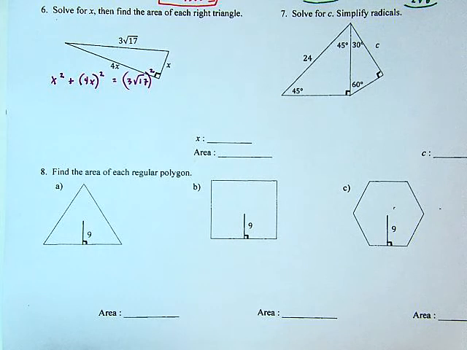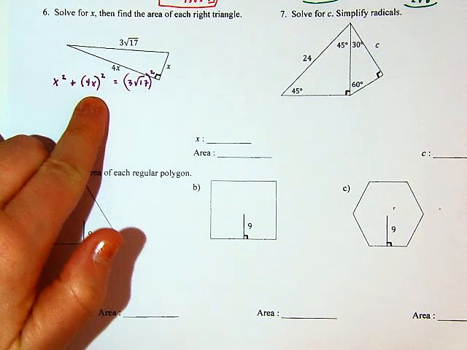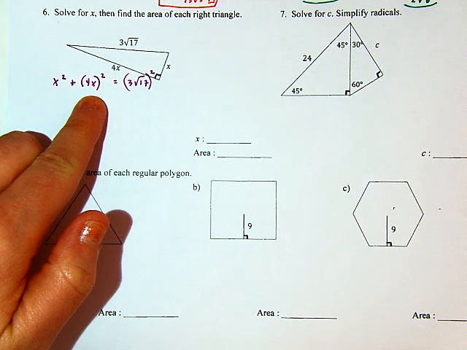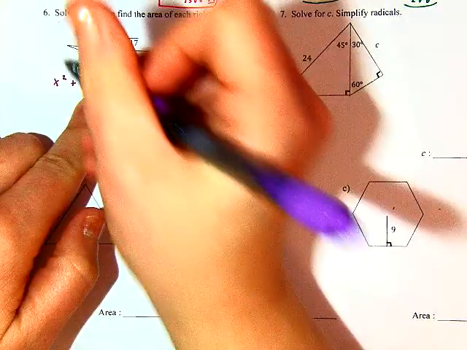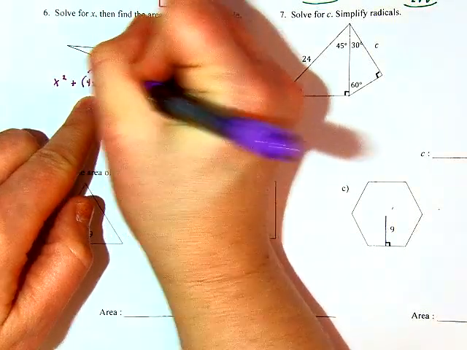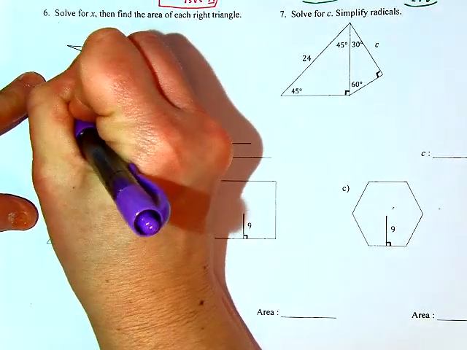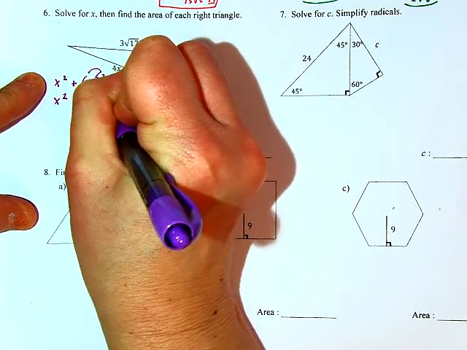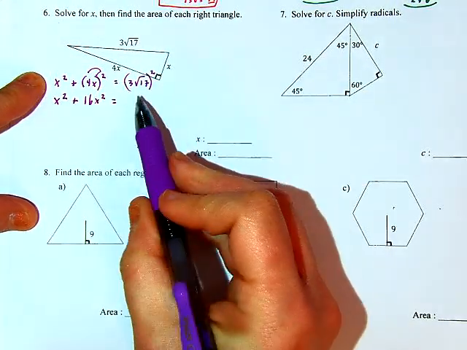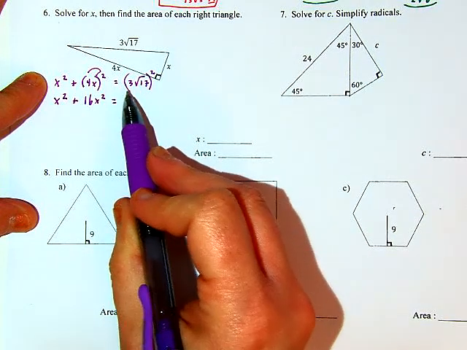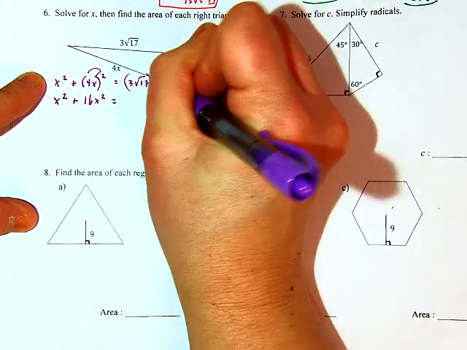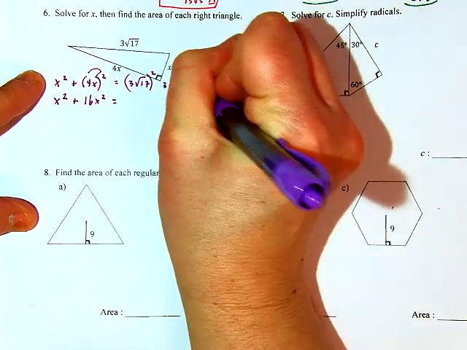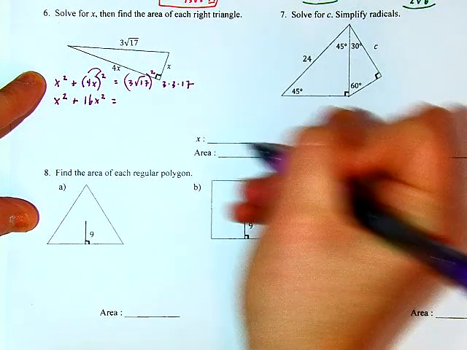So here, the biggest mistake that I see usually happens here, right? I'm squaring 4x, the package of 4x. So I'm squaring the 4 and I'm squaring the x. So in my next stage, I have x squared plus 16x squared equals, well, here I'm really doing 3 times 3 times 17. Let me just write that out. And that ends up being 153.